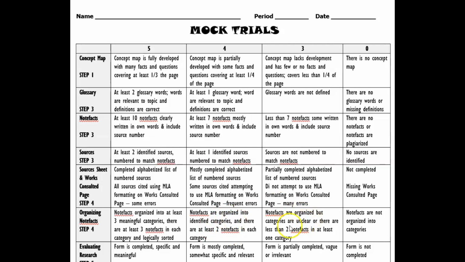Okay, and then if you have even less than that, right? So you have less than 2 Notefacts in at least one category, then that is a 3, right? So you have to have at least 2 in all of them to get a 4, at least 3 to get a 5. If you have less than 2, if you have 1 Notefact in a category, it's a 3. If you don't do it at all, then it's a 0. Okay, so it's a 0. So you want to make sure you get this part of it done.